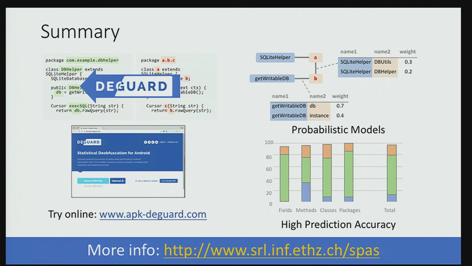All right, with this I'm about to conclude. So in this work we presented DGuard, which is a statistical system for deobfuscating Android applications. Our system is publicly available at apkdgar.com, so I urge you to check it out.